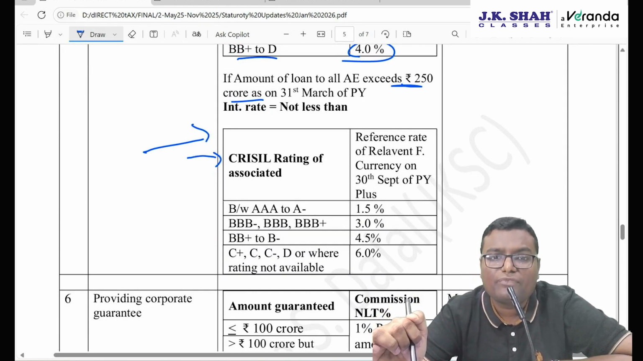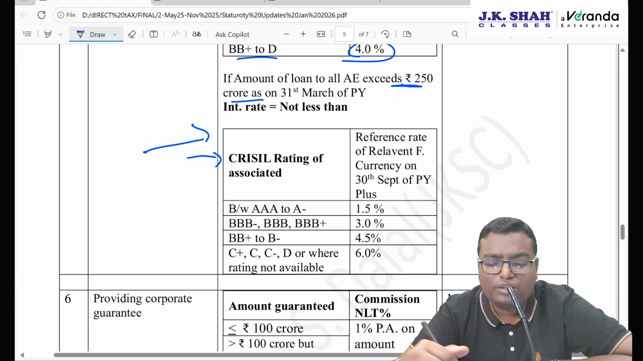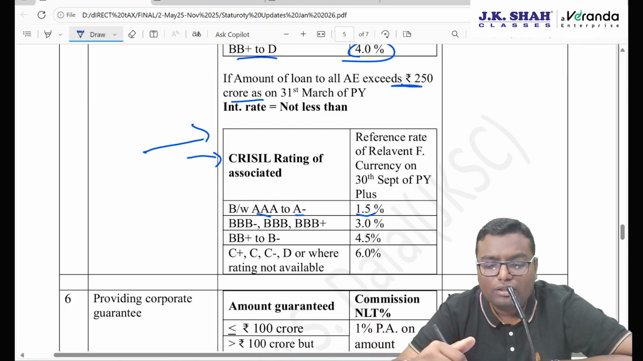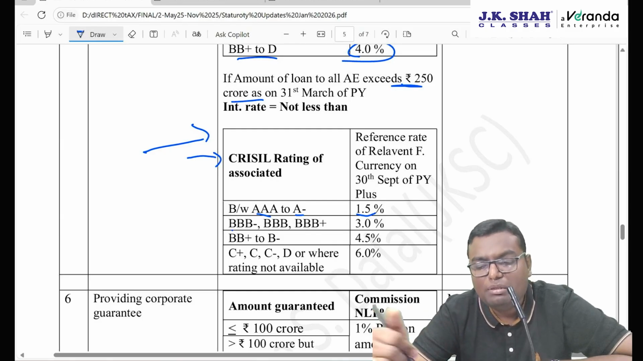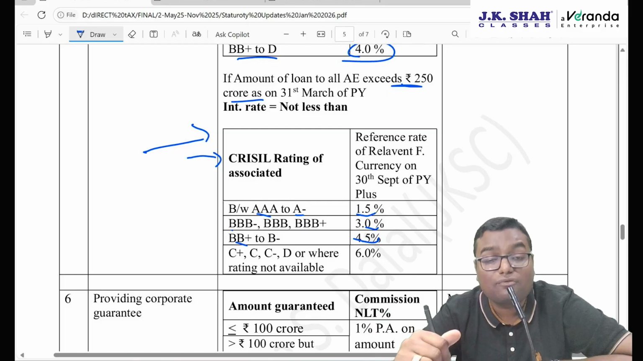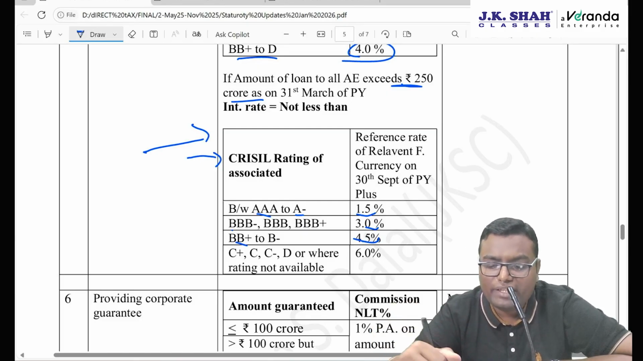If the credit rating of that associated enterprise is AAA to A minus, whatever is the relevant reference rate on 30th September of the previous year, plus 1.5%. If BBB minus, BBB or BBB plus, it will be plus 3%. BB plus to BB minus, it will be plus 4.5%. Worst rating, or rating not available, then it will be 6%.